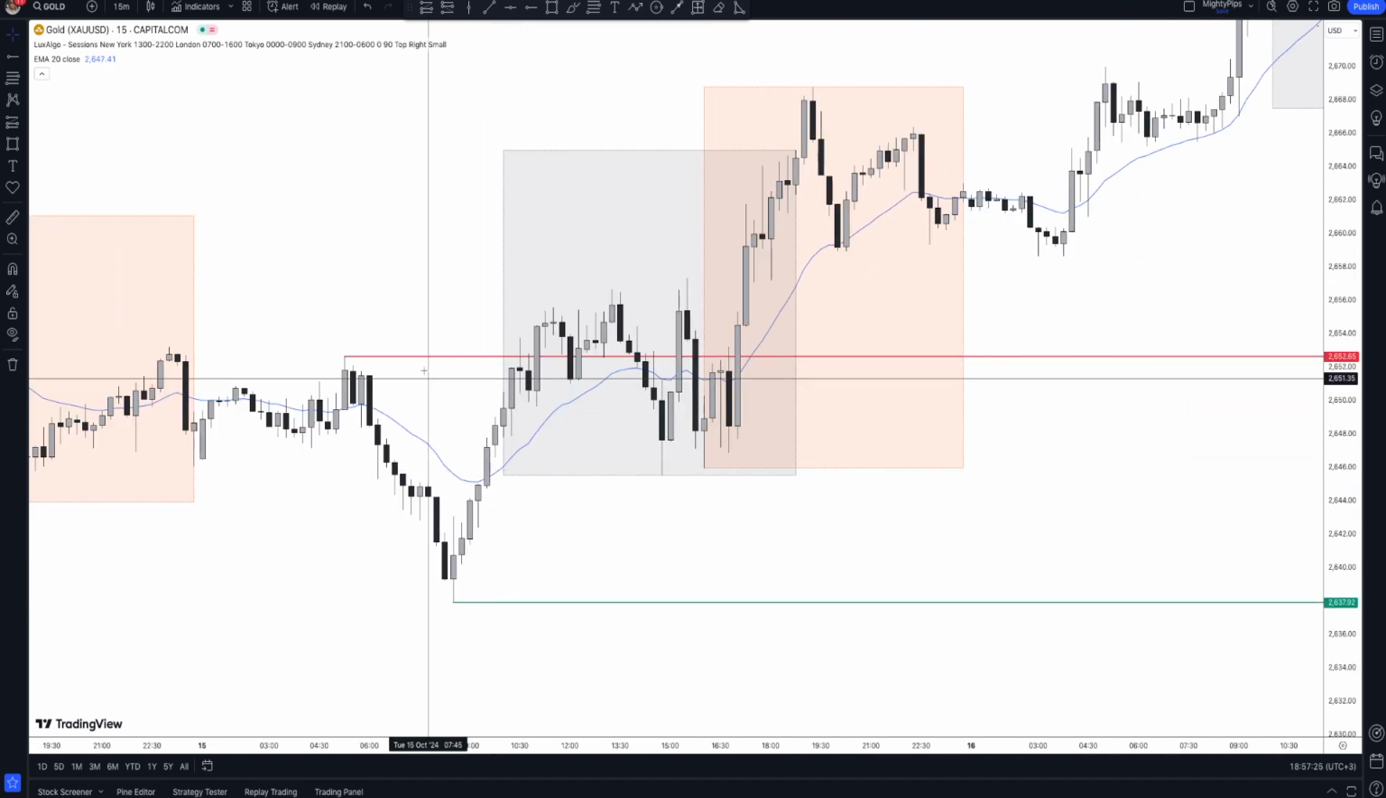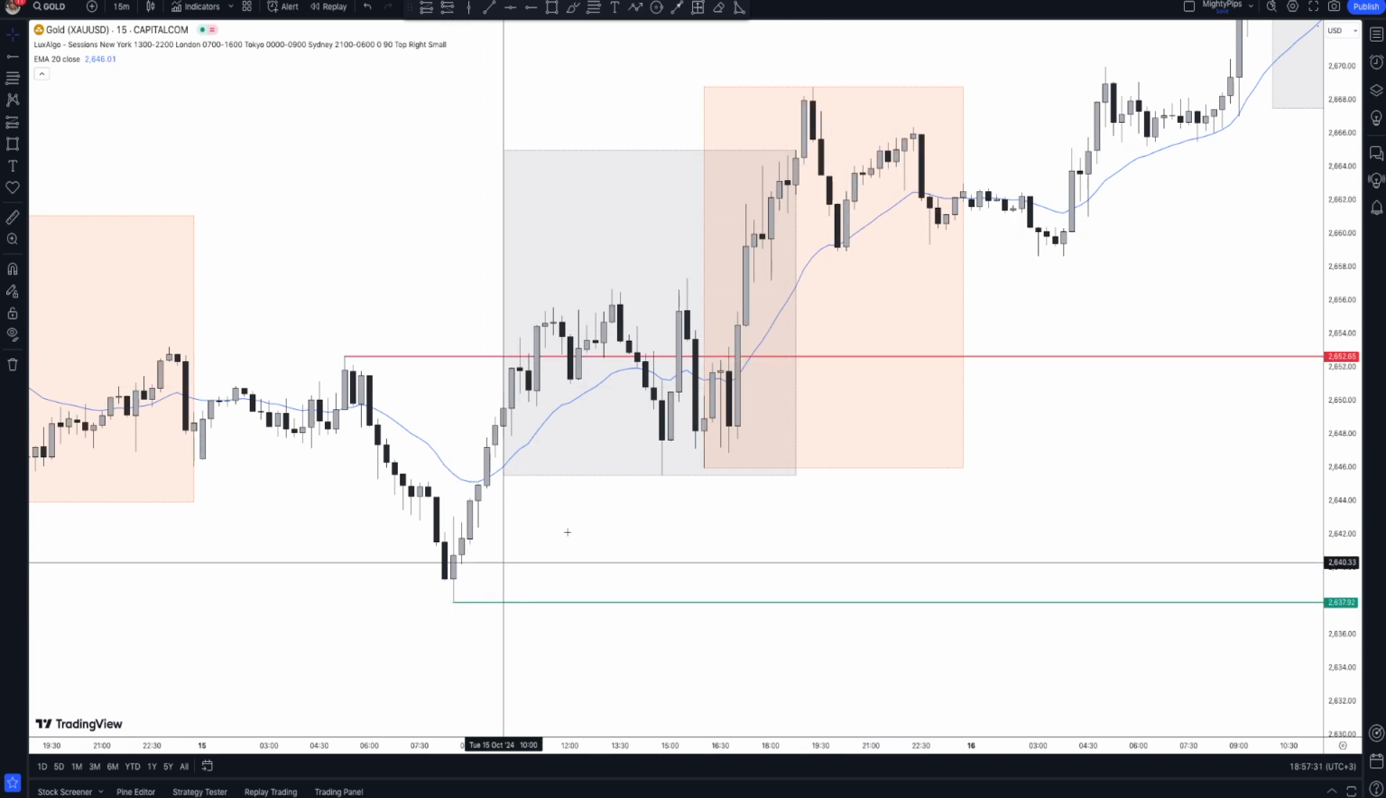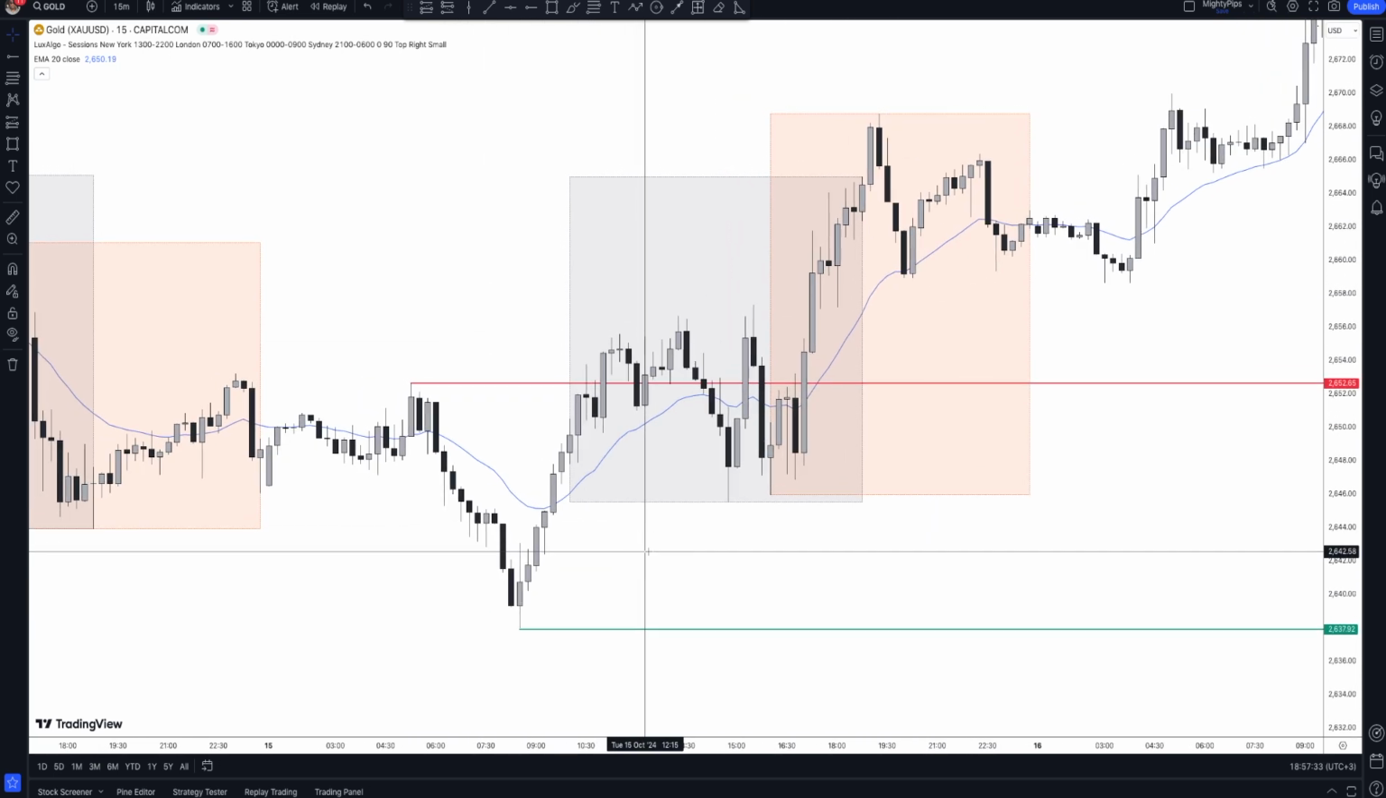Okay, so this red one denotes resistance before the London session and New York session, and this green one denotes support. So what you're waiting for is price to break above the red line, or resistance, or break below the green line, which is support.